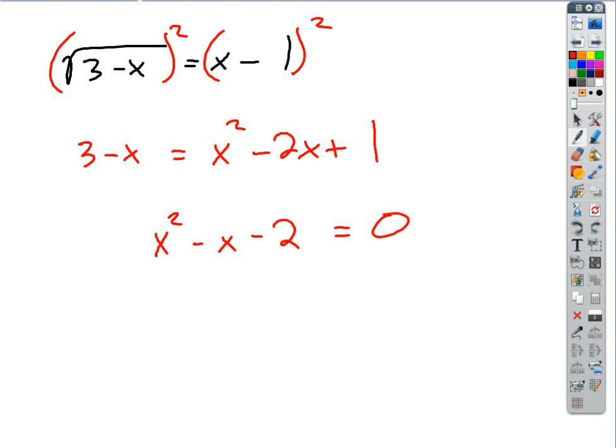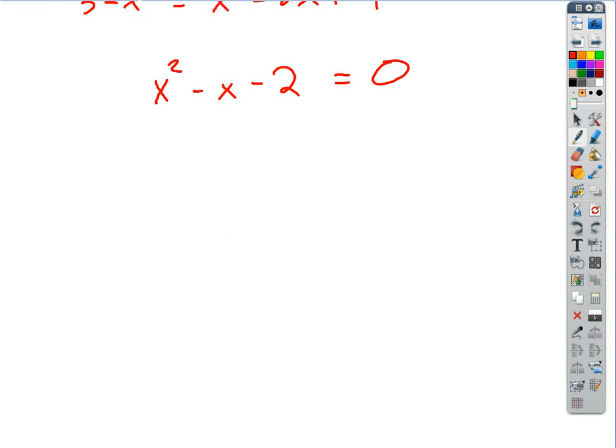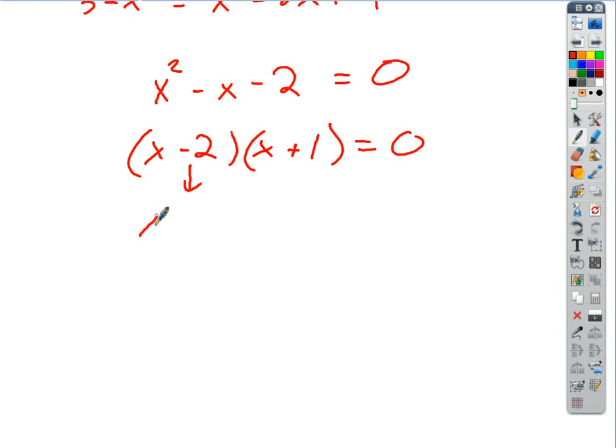Now we'd have the option of the quadratic formula. That would work. Can we do this one easier? Are there magic numbers that work? Yeah, factors. What are they? x minus 2, x plus 1. So my solutions are either x equals 2 or x equals negative 1.